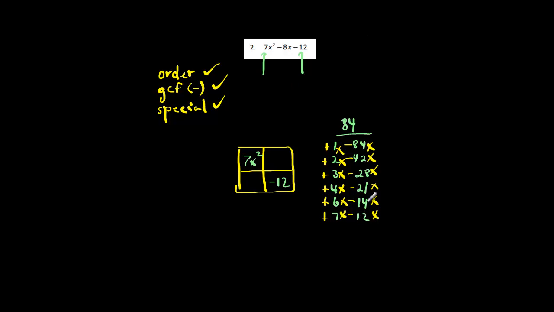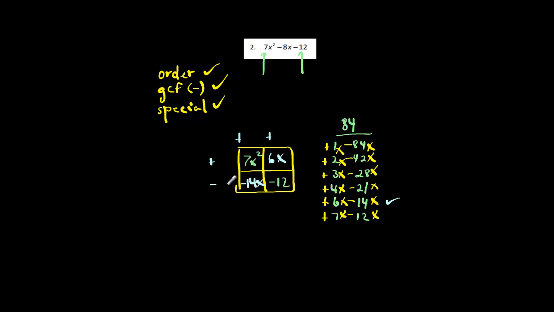This would be negative 5. This is negative 8. This is the right one. So let's put the 6x here, the negative 14x here. This negative makes that negative. That's positive, that's positive.